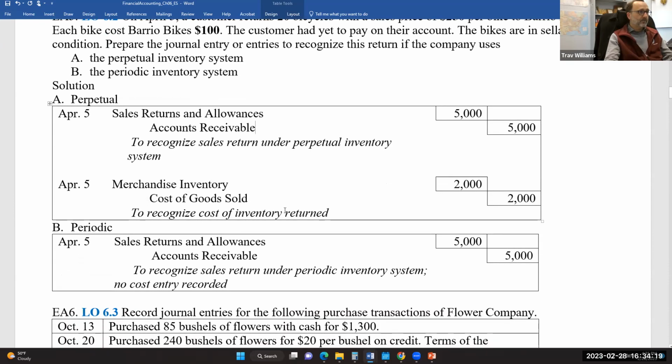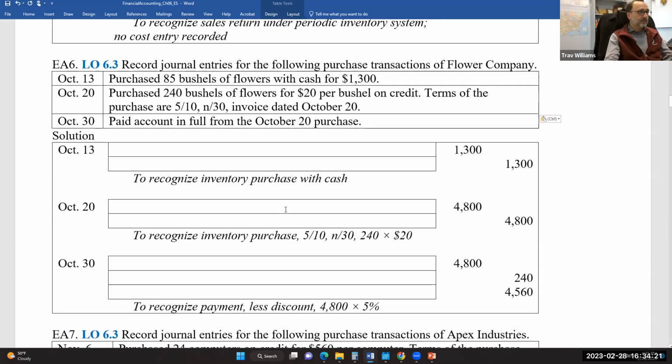Let's go on to number 6. Got some journal entries here for a flower company. They are the purchaser. They bought some flowers with cash. So we're just going to debit merchandise inventory and credit cash. Nice and easy, right? We got inventory, we paid cash.